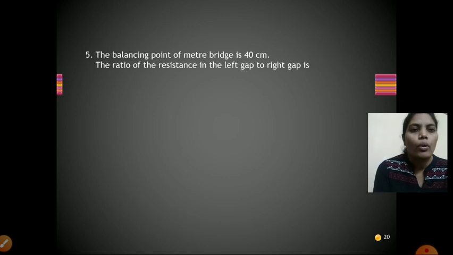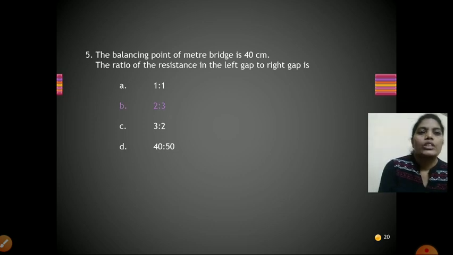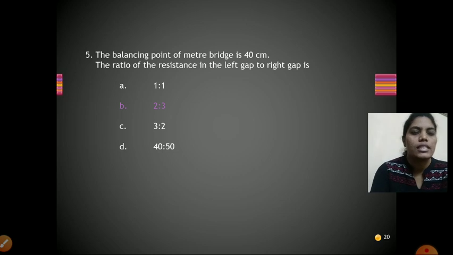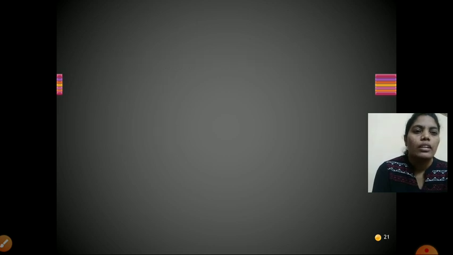The balancing point of a meter bridge is 40 centimeter. The ratio of the resistance in the left gap to the right gap is 1 is to 1, 2 is to 3, 3 is to 2, or 40 is to 50. So you can see the balancing point is 40, the other length is 100 minus 40, that is 60. So 40 by 60, we get the ratio as 2 is to 3.